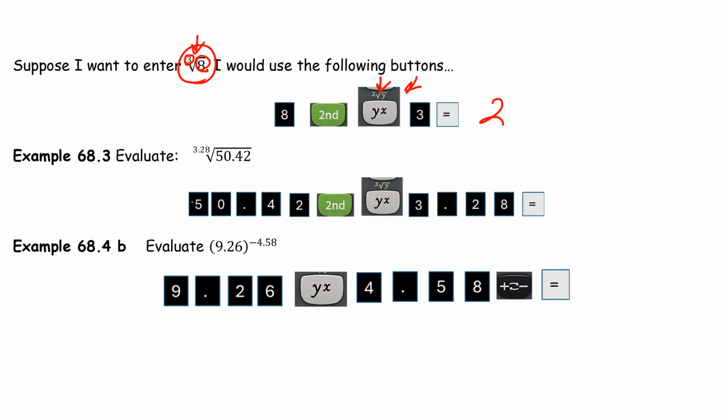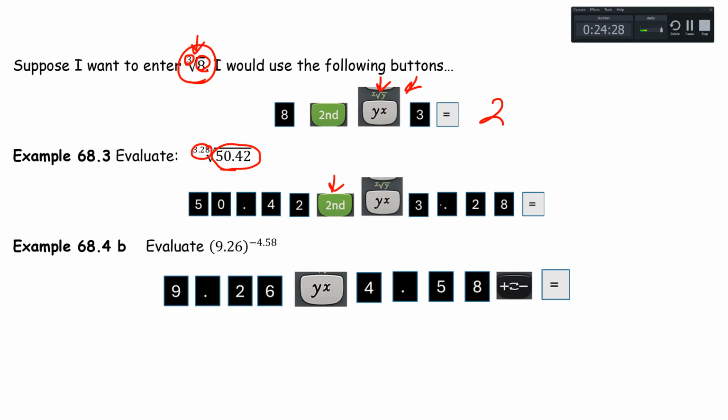All right, so if you wanted to evaluate something really crazy like the 3.28th root of 50.42, you could just punch that into your calculator. That would be the only way you would get an approximation for that. So you would hit 50.42, so you're hitting the number that's in the radical first. Then you hit the second function, y to the x. Then you hit this little root sign, 3.28 equals, and if you punch that in correctly, you should get about 3.30.